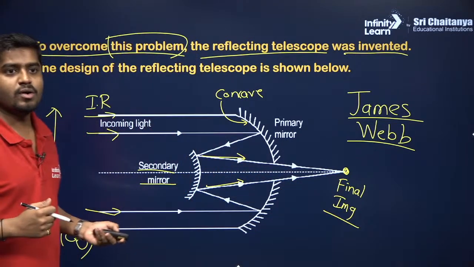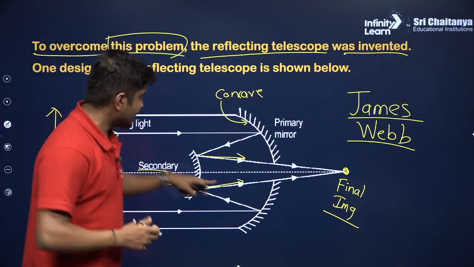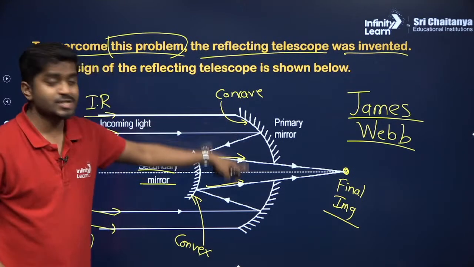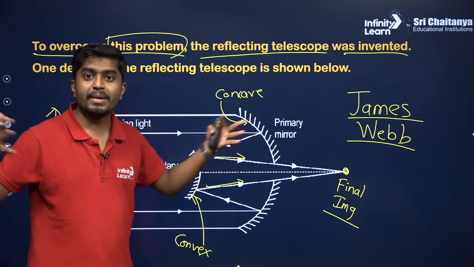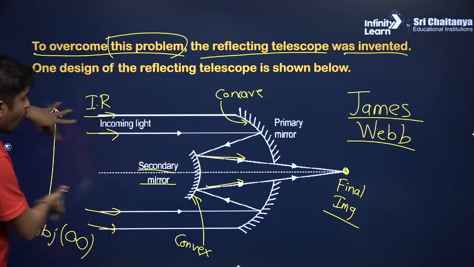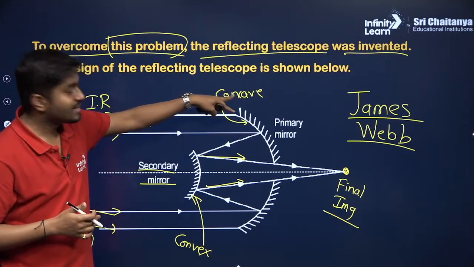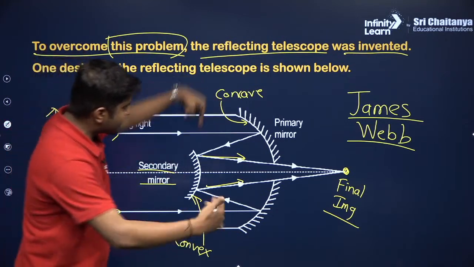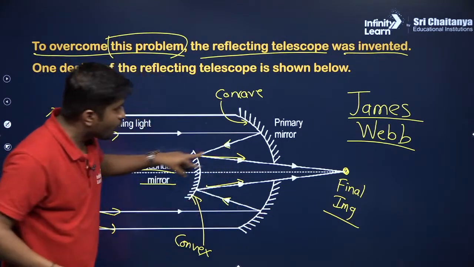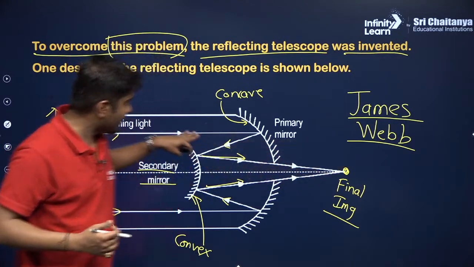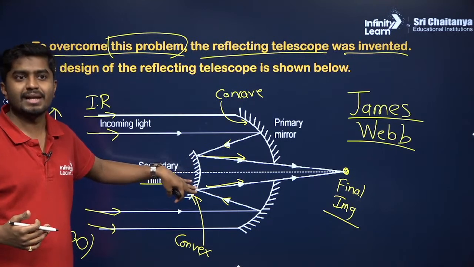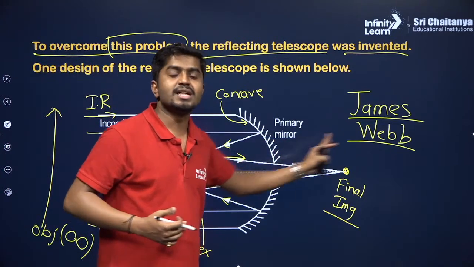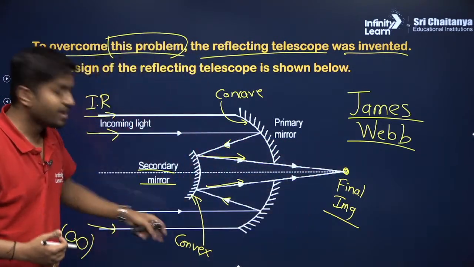So now, can we use a convex mirror? This one is a convex mirror. The first one is concave. Why do we use concave? Because we want to converge light, converge all the incoming radiation. That is the reason it is concave. This convex is just to focus these incident rays to one point. We can use a plane mirror here as well, but convex is better, right? You can focus the image at a larger point. That is the reason a convex mirror is used.